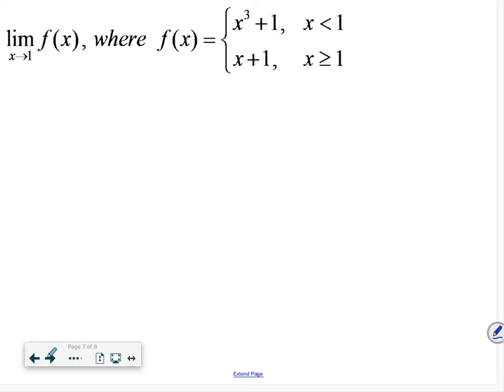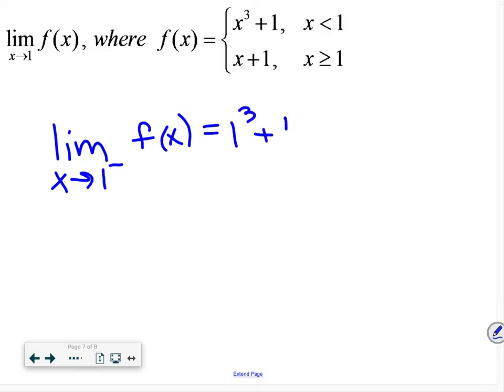How many of you need more time? Okay. Rebecca, what did you and your classmates do first? We took the limit of f of x as x approaches 1 from the left. You took the left side, and what did you plug 1 into? The x cubed plus 1. Okay. Left hand limit. Plugged 1 into x cubed plus 1. Do you agree? Yeah.